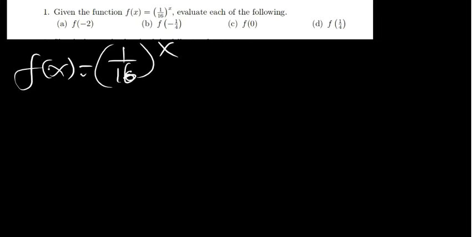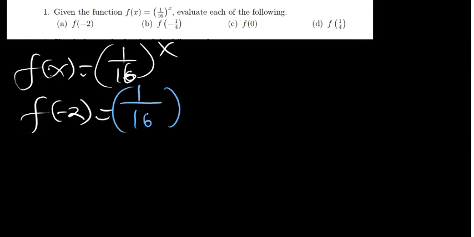Now let's begin our discussion with the first part A here, which is saying f of negative 2. So what it means here is that where there is x in the function f of x, we have to put negative 2, and then we need to find the value of that. So our function is f of x equal to 1 over 16, everything raised to the power x. So where there is x, we need to find f of negative 2. So this is going to be 1 over 16 raised to the power x, now negative 2.